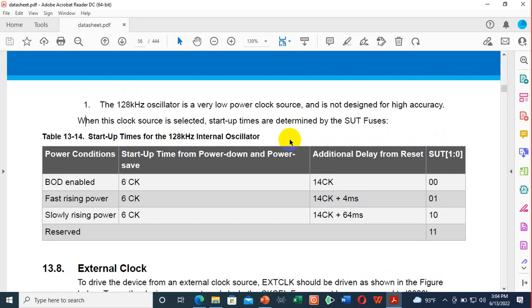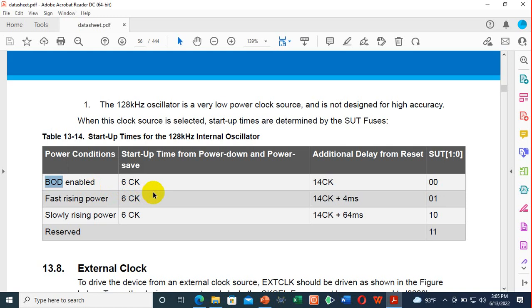So these are the startup times for the 128 kilohertz internal oscillator. This table is missing from your PowerPoint slide, that's why you have come to the data sheet. Look at over here. BOD means brown out detection. When the voltage goes low, it is called brown out. So BOD is brown out detection enable.